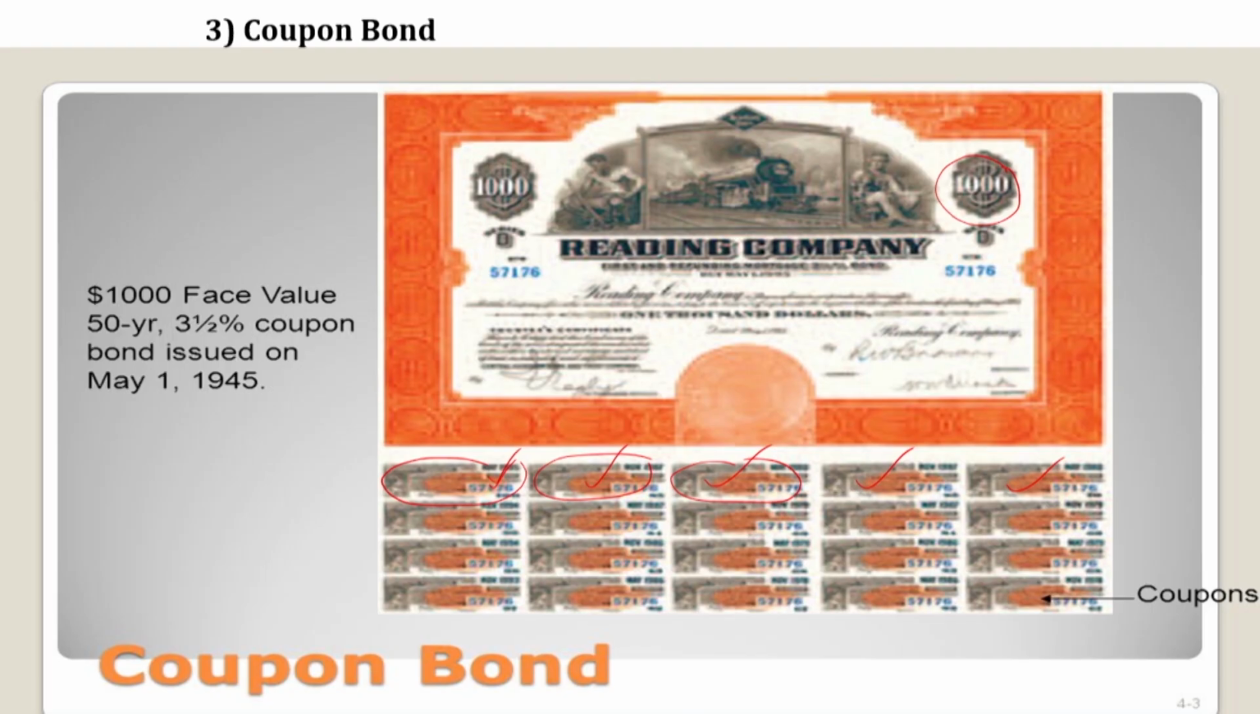Here what is written is that this is a 1000 face value coupon bond with a 50-year maturity period. The 3.5 percent is the coupon rate, issued on May 1st, 1945. That means the coupon is paid half yearly with the bond. You can see that there will be 100 coupons here because 50 years is the maturity period of this bond.